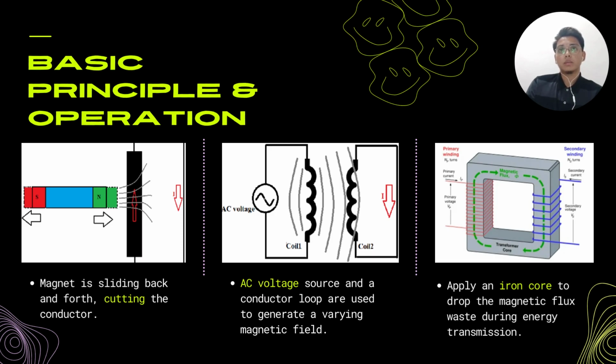So to fix that, we can apply an iron core to reduce the magnetic flux waste during energy transmission from one coil to another one. During this time, the magnetic flux wasted into the atmosphere will be less than when we apply a gap as the medium in the conductor of the magnetic field.